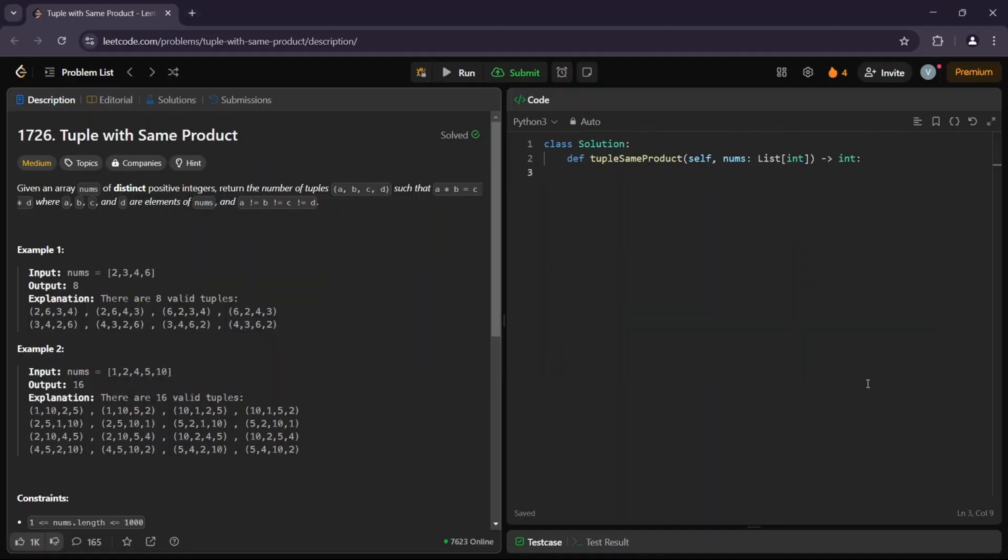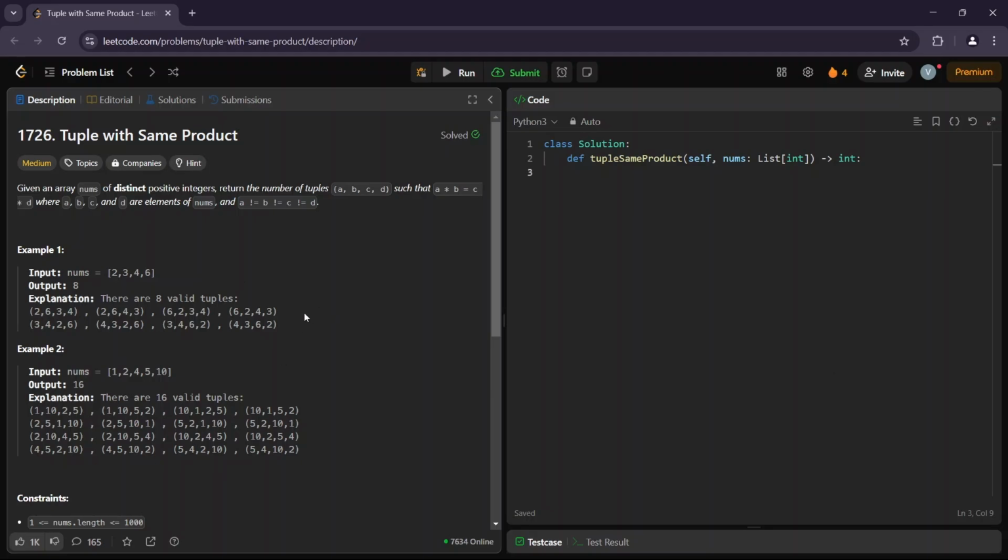Hello everybody. Today we are going to take a look at the LeetCode question 1726, Tuple with Same Product. Given an array nums of distinct positive integers, return the number of tuples (a, b, c, d) such that a times b is equal to c times d, and where a, b, c, d are distinct elements.